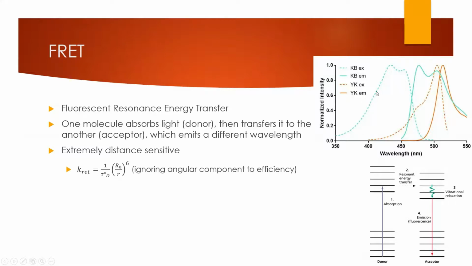But we have the excitation wavelength for CFP. We have the emission, and you can see that this emission wavelength heavily overlaps with the excitation wavelength of our yellow fluorescent protein here. So we can excite at the cyan protein and measure the emission of the yellow protein. This, of course, like the other technique, also has some caveats.